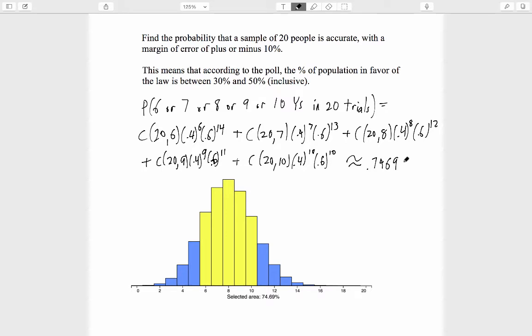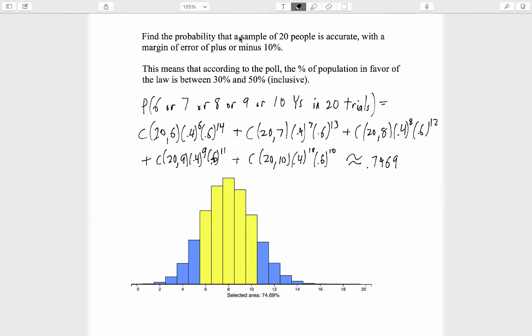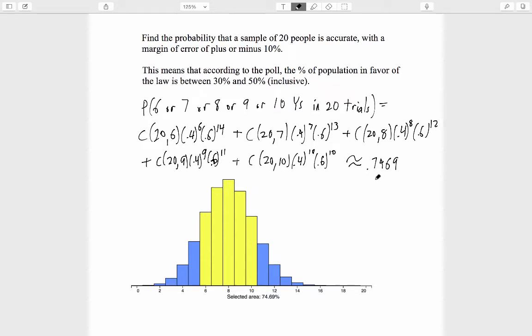0.7469. So that's quite a bit better, actually, than the answer to the corresponding question for surveying only 10 people. When we surveyed only 10 people and asked this same question, what is the probability that our sample is accurate plus or minus 10%? The probability was only 0.6665. This is quite a bit better. So surveying 20 people instead of 10 people substantially increases the likelihood that the group of people we sample will be reasonably close to representative of the whole public.